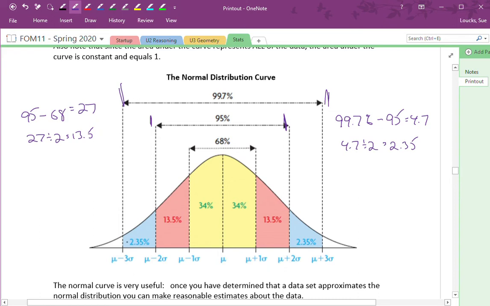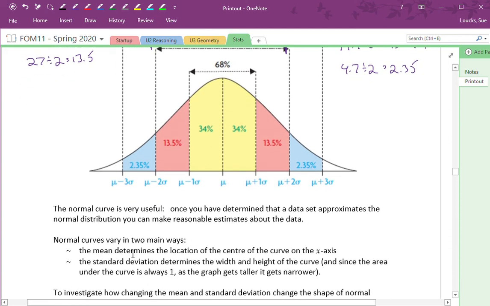And this normal curve is really useful. Once you determine that a data set approximates the normal distribution, you can make some reasonable estimates about the data, and this is where the stats become really useful, okay?